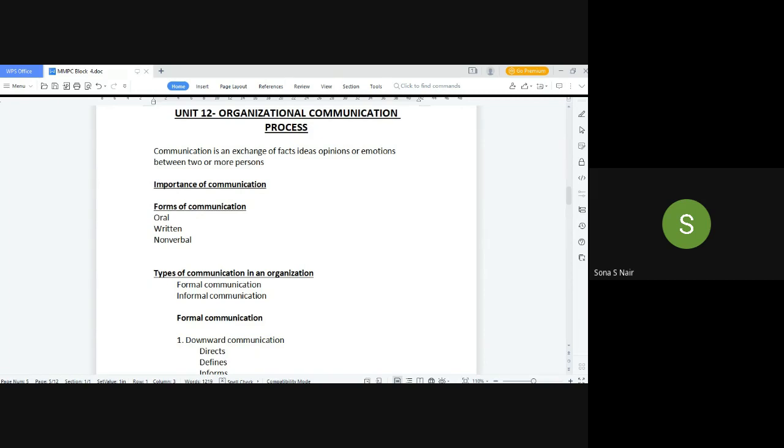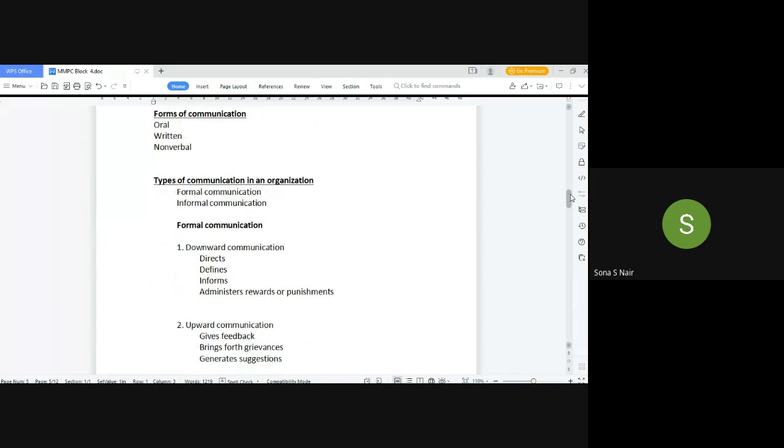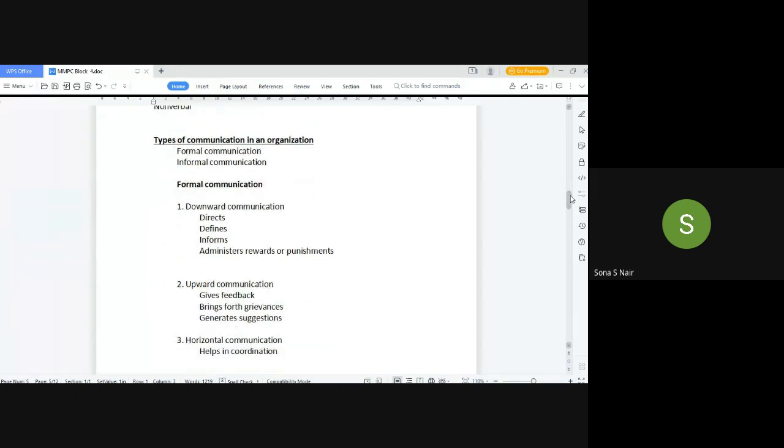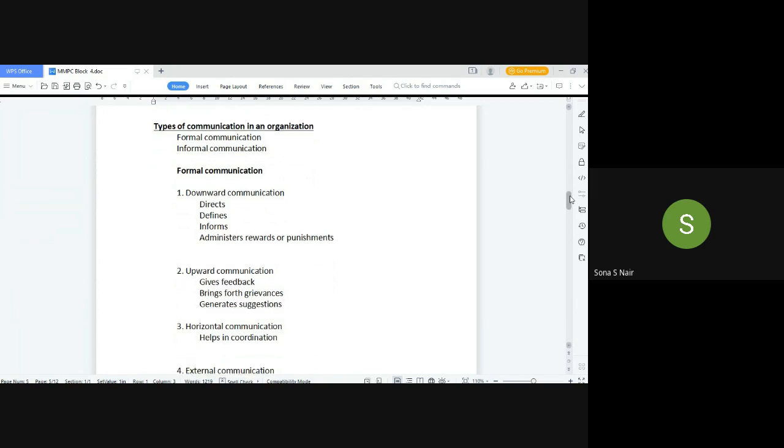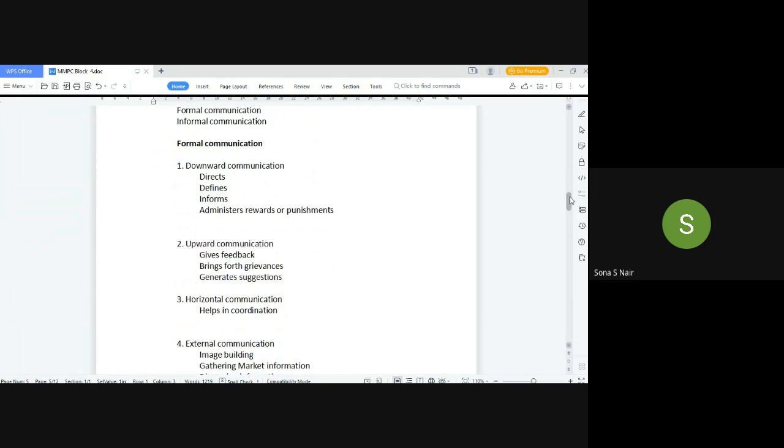Okay, let's look at the types of communication in an organization, which again, as I said, you must have already looked at earlier in some other subject. In the organization, there are two kinds of communication happening. One is formal and the other is informal. We would feel that only formal communication is important, but informal communication is also very important. Now, what kinds of formal communication can be seen in an organization? We see downward communication, we see upward communication, we see horizontal communication, and we see external communication.